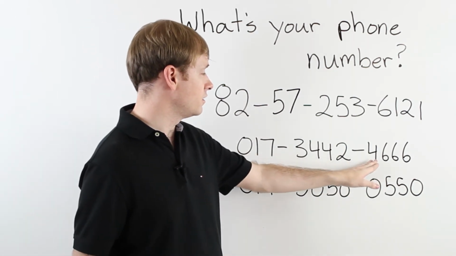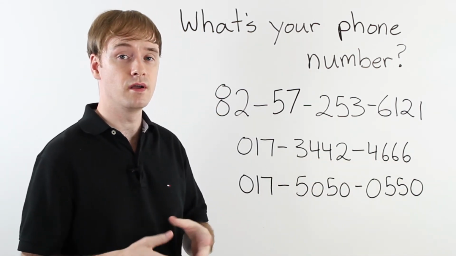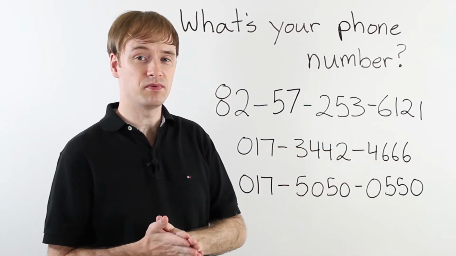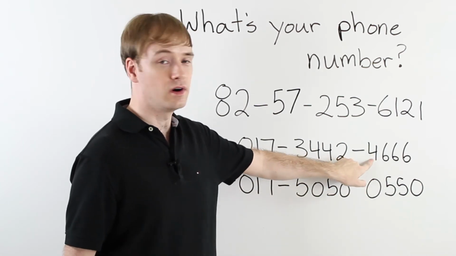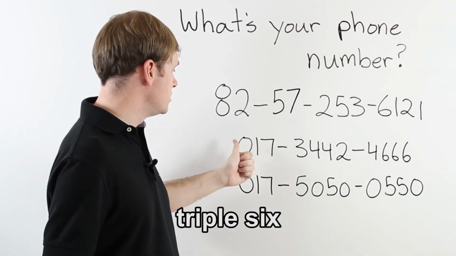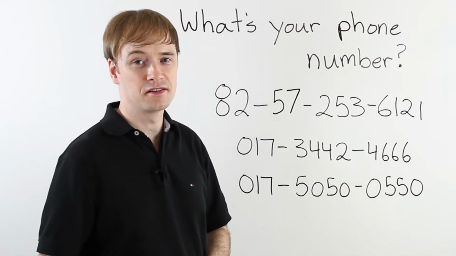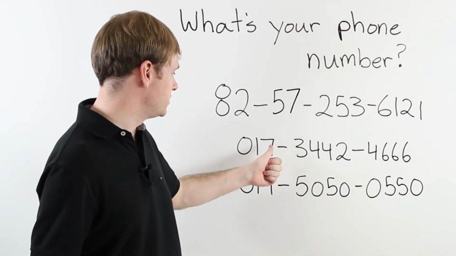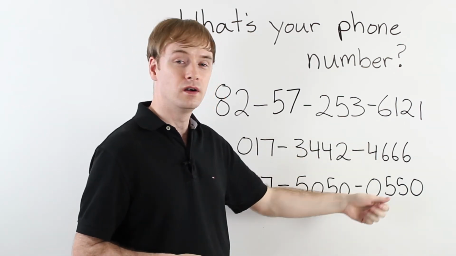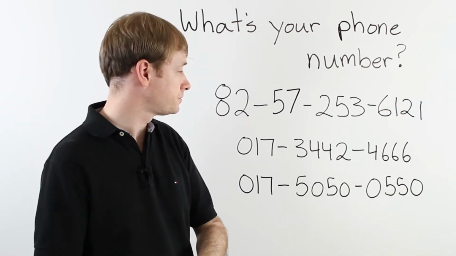And if you look over here, 4666, that's fine to express the number that way. But if you see three 6s, that's triple. So you could say 4, triple 6. Okay, so what's your phone number? 017-3442-4666. Okay, that's another way to express that number.